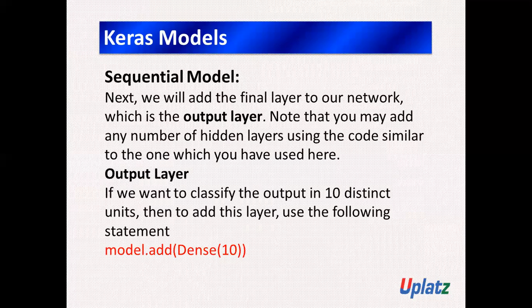So in short, if you want to classify the output in 10 distinct units, then to add the final layer, the output layer, you need to use this statement: model.add dense 10. So what is this 10 here? 10 here indicates 10 distinct units. If you would like to classify the output in 10 different units, you need to use this code. Got it?